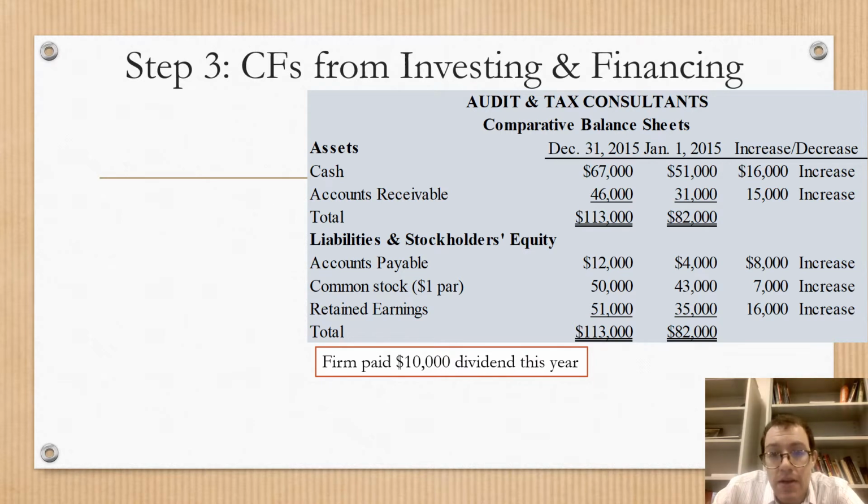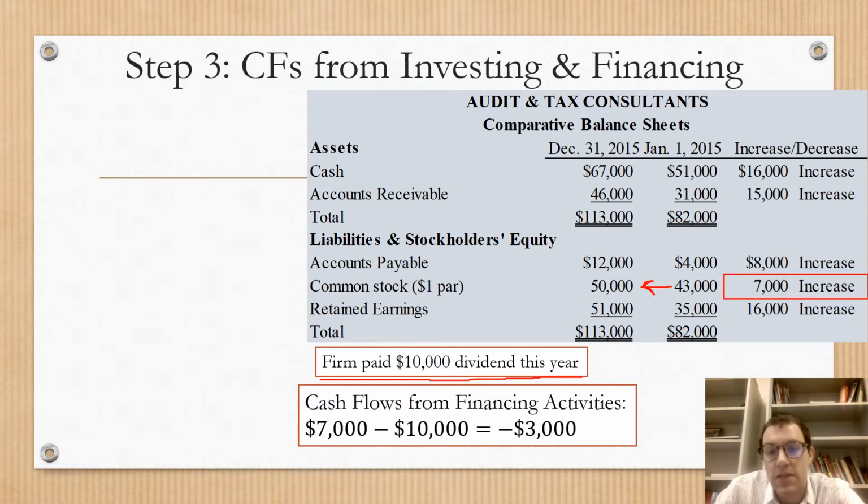So let's do financing. I see that common stock has gone up this year by $7,000. You must have issued stock worth $7,000. What else? Okay, I see the company paid a dividend for $10,000. So I see two items. One is a positive $7,000 cash flow. You got cash. And the other is you paid cash out. So that's negative. So plus 7 but minus 10, negative 3. Cash flows from financing activities, negative 3,000.